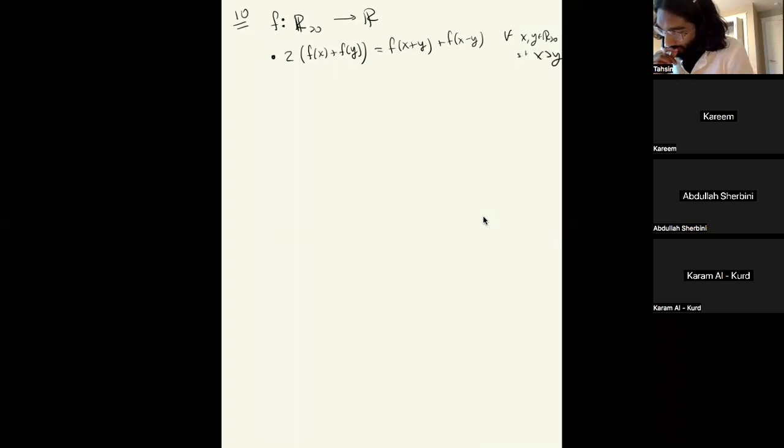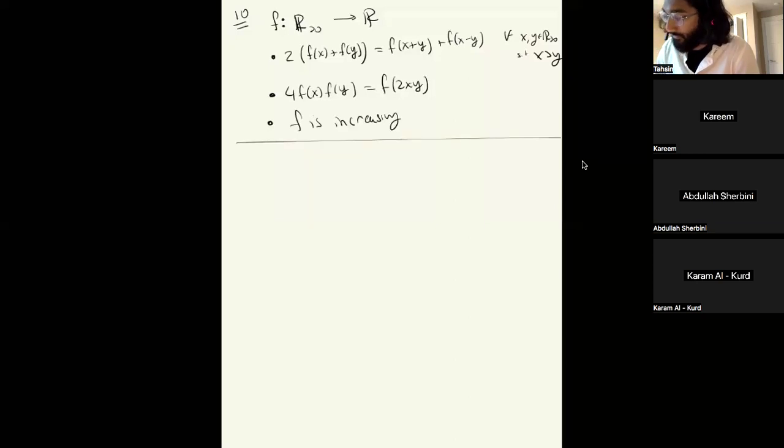Okay. And maybe I'll make a comment: this kind of condition, x greater than y, is kind of strange. It's so that this term here makes sense. That's why they put it there. The second condition is f of x, f of y equals f of 2xy. And the final condition is that f is increasing. Okay, so these are the three conditions.